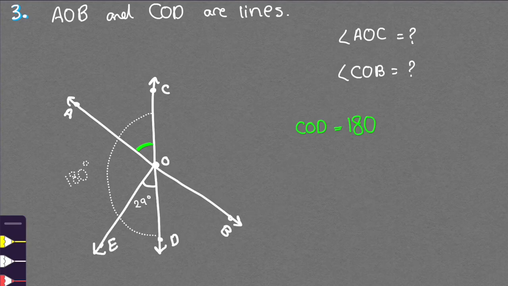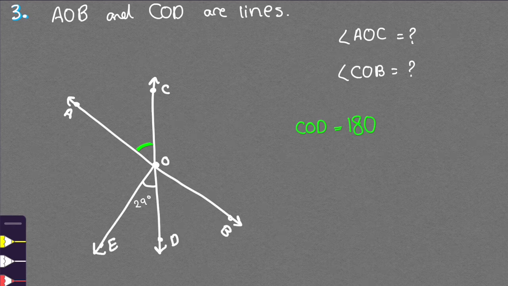What do you think is the best way to do this question? What is the first thing I need to do to find AOC? Which rule can I use? Can I use the rule of vertically opposite?